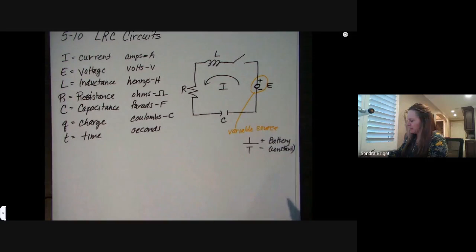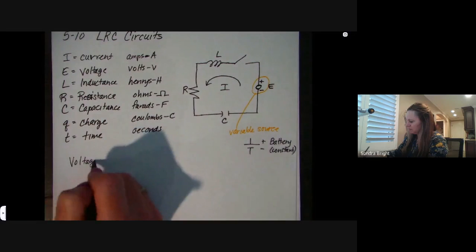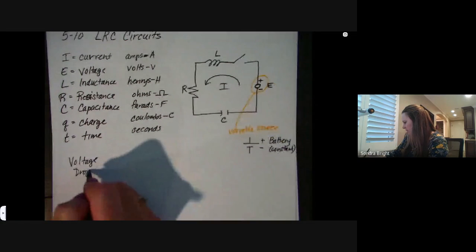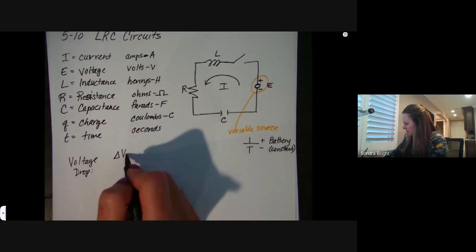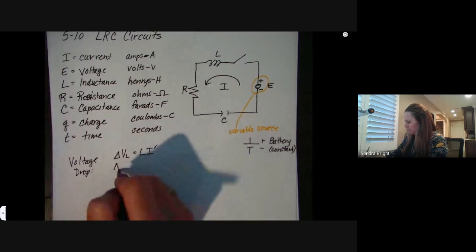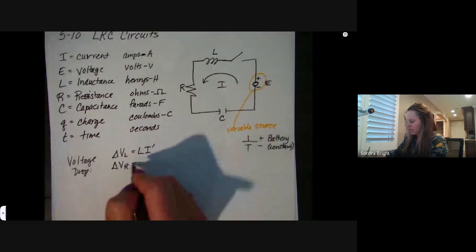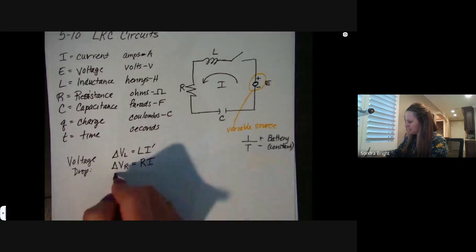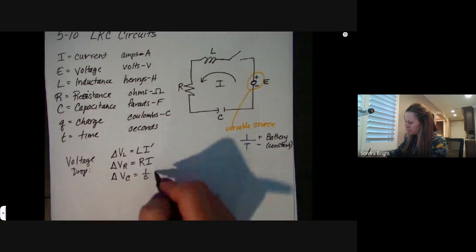And then what we want to do is look at how the voltage drops. So the voltage drops are a couple of things. The change in the voltage due to inductance is going to be Li prime. The change in voltage from the resistance is going to be Ri. And the change in voltage due to capacitance is going to be 1 over C times Q. So here are our voltage drops.